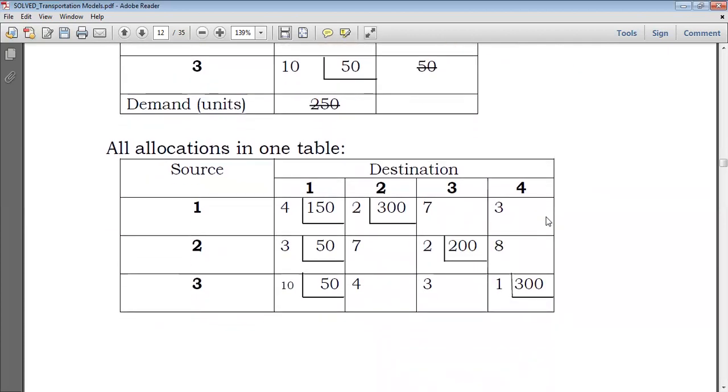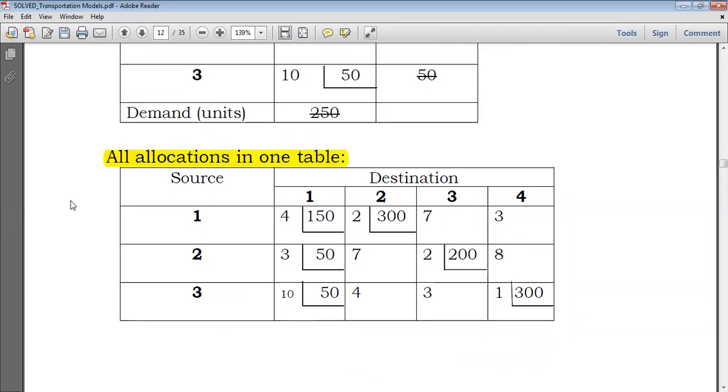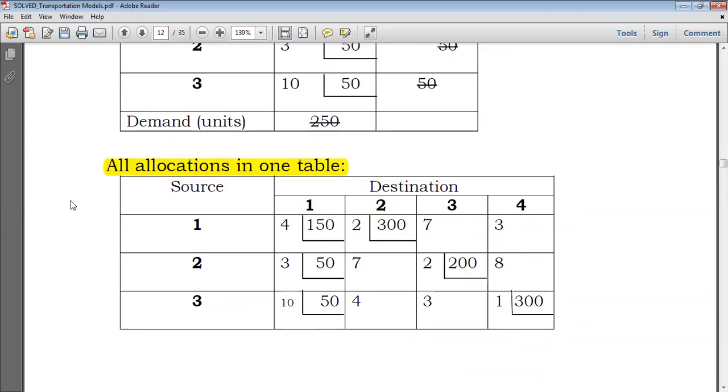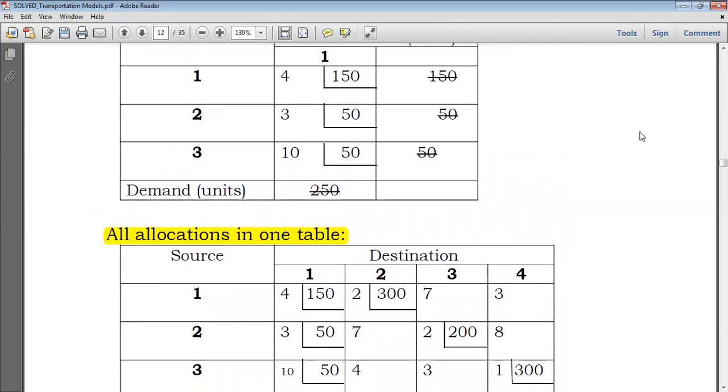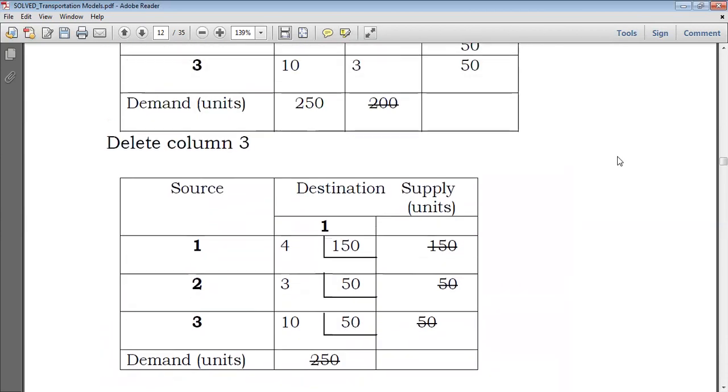So down here is just all allocations in one table. Actually, in an exam, you do not need to draw table after table. You can just do it all in a single table. So I just made a summary here. From source 1 to destination 1, it's 150. And this one, from source 2 to destination 1, it's 50. It's down here. From source 3 to destination 1, it's 50. It's down here again. And then you go on for other allocations.